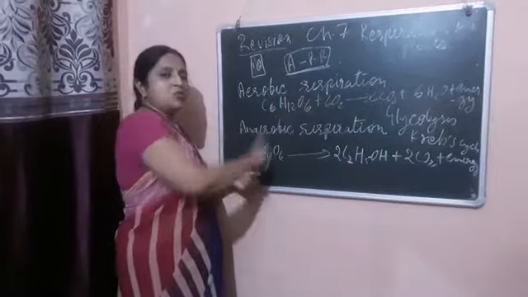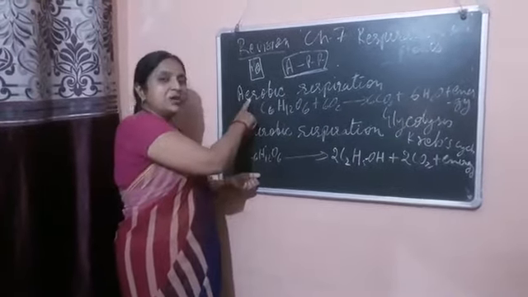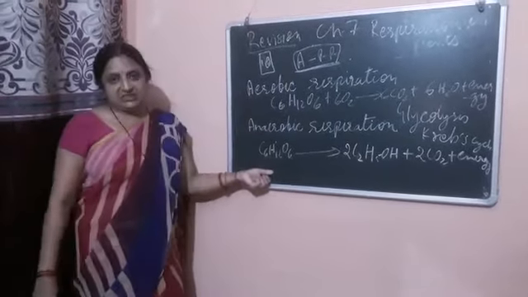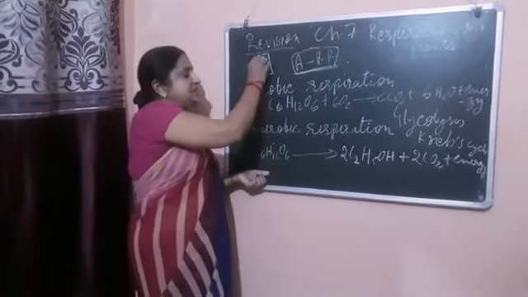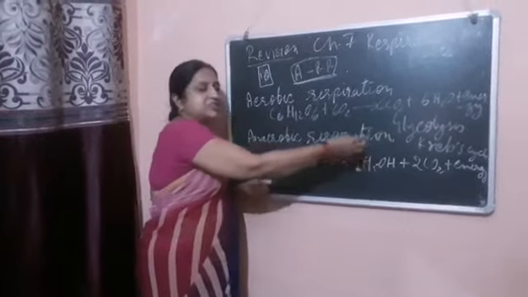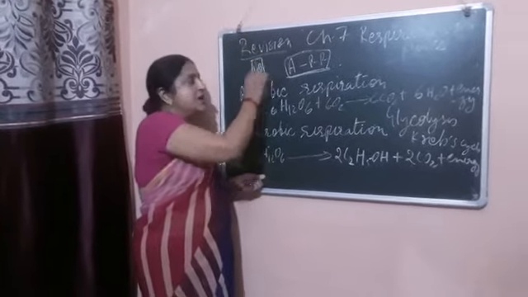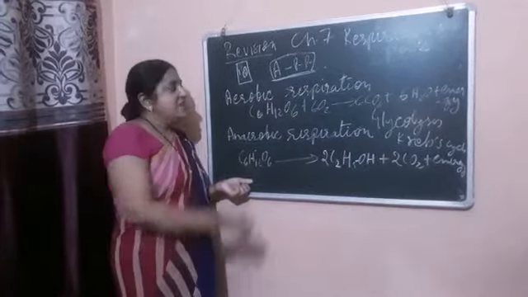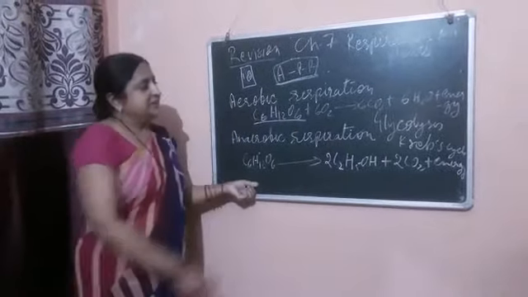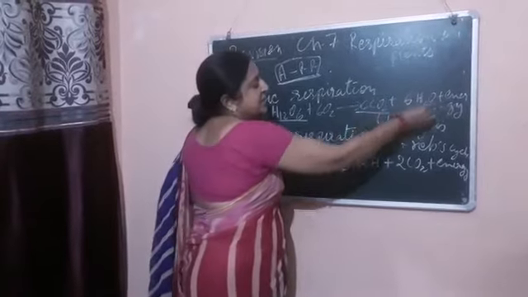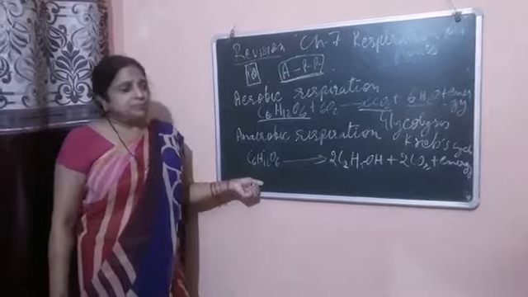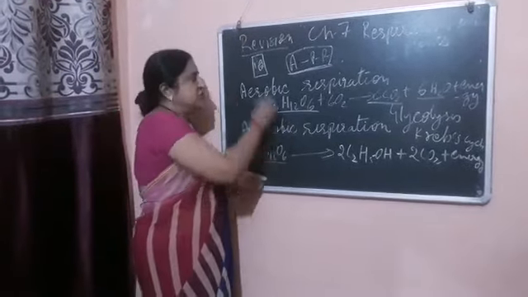Glycolysis is common in both kinds of respiration, whether aerobic or anaerobic, and this glycolysis takes place in the cytoplasm of the cell. And after glycolysis, in aerobic respiration, the next step takes place in the mitochondria, and it is the Krebs cycle. And finally, the food completely breaks down and releases carbon dioxide, water, and 32 ATP of energy. Anaerobic respiration stops here.